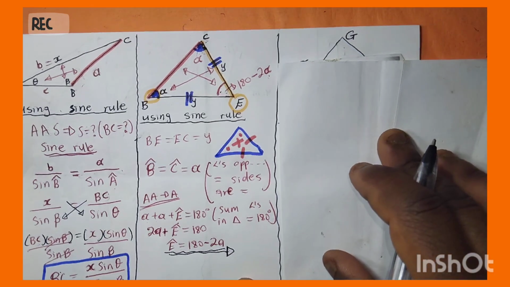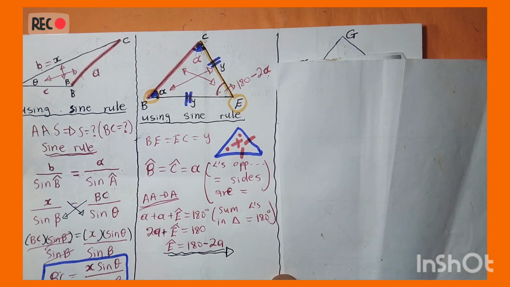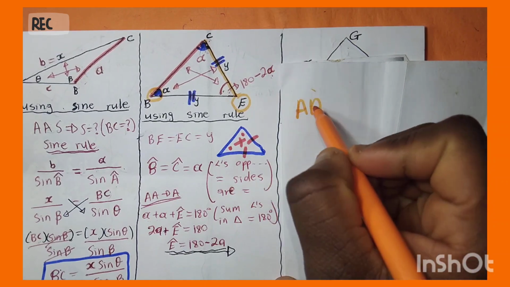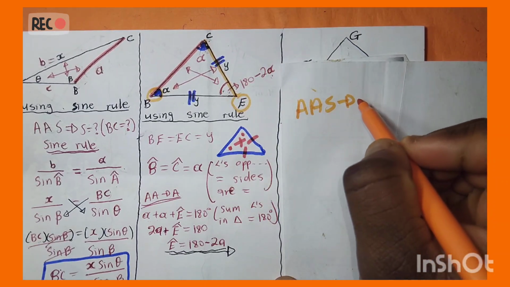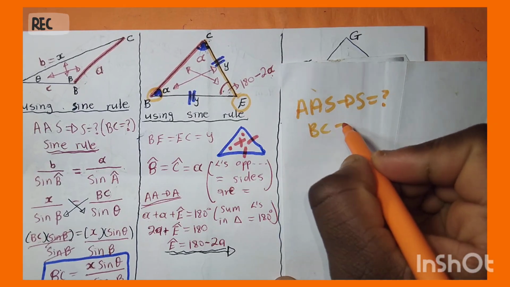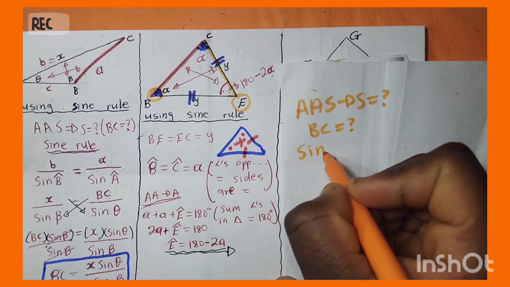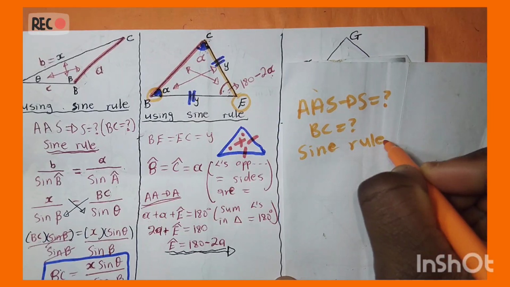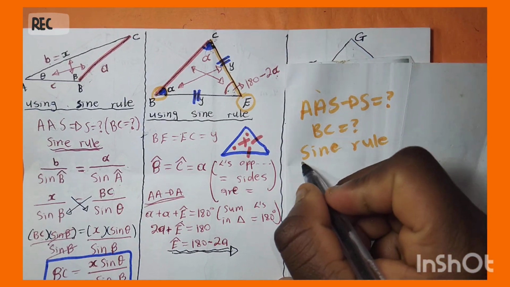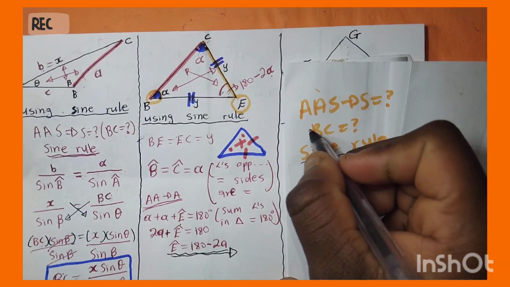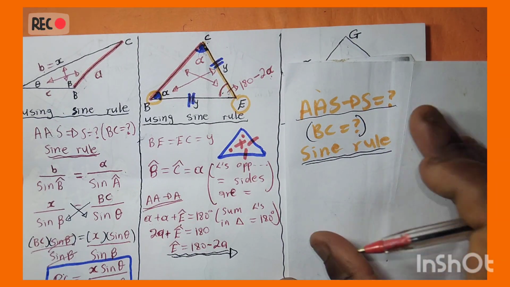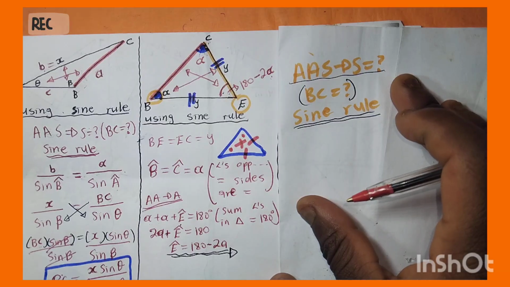Let's apply the sine rule. Since I have an angle and a side, and I'm looking for another side, which is BC, I can apply the sine rule. And from the question, I've been told that I have to apply the sine rule. I'm looking for this. So straightforward, guys. Let's just apply that sine rule.